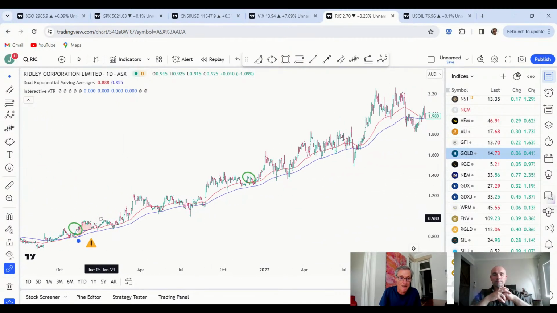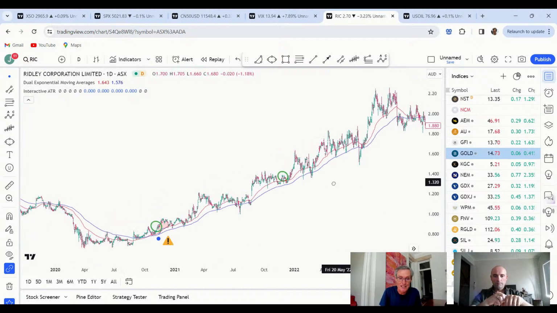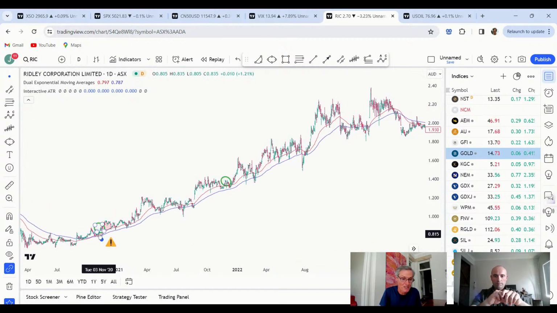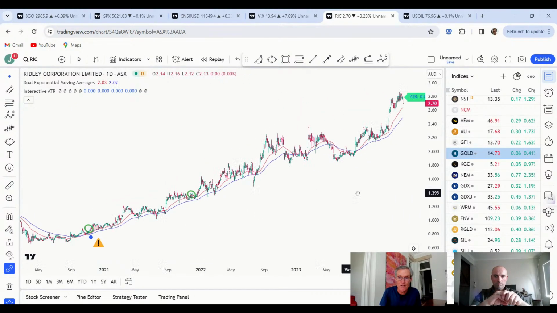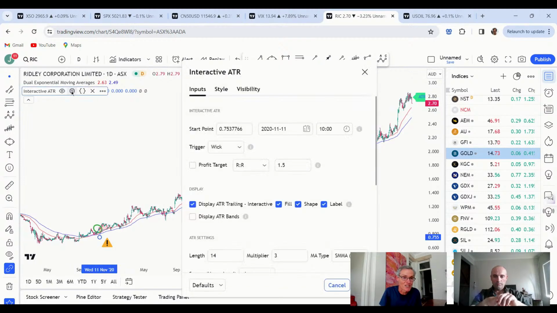We've got to say, look, this only got us 3 weeks in. This entry point is in November 2020. We need to stay in this trend for like 3 years or so to get our 220% gain. No good getting knocked out there. So let's adjust this. I'm in the settings area for this.